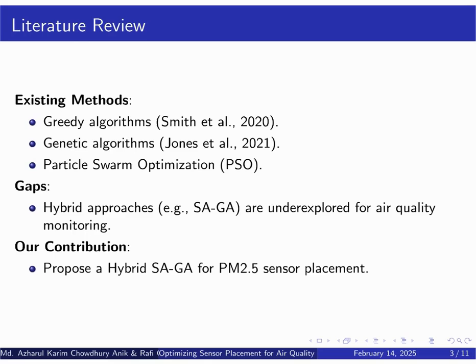And now we're going to talk about the literature review. Several methods have been explored for sensor placement optimization. Greedy algorithms such as those proposed by Smith et al. in 2020 offer quick solutions but may not be optimal. Genetic algorithms by Jones et al. in 2021 improve efficiency but lack refinement. Particle swarm optimization has been used in various studies, but hybrid approaches remain underexplored. Our contribution is the introduction of a hybrid simulated annealing genetic algorithm, which effectively balances exploration and exploitation to achieve superior sensor placement results.